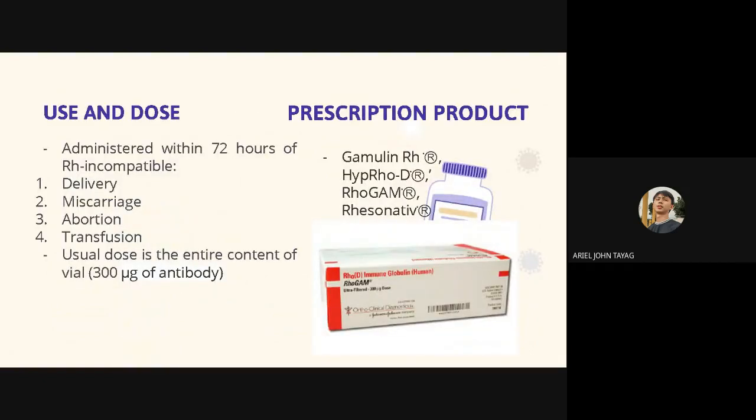So for the use and dose, it is administered within 72 hours of Rh incompatible delivery, miscarriage, abortion, and transfusion. The usual dose is the entire content of the vial or 300 micrograms of antibody. For the prescription products, we have Gamulin Rh, HypRho-D, RhoGAM, and Rhophylac.